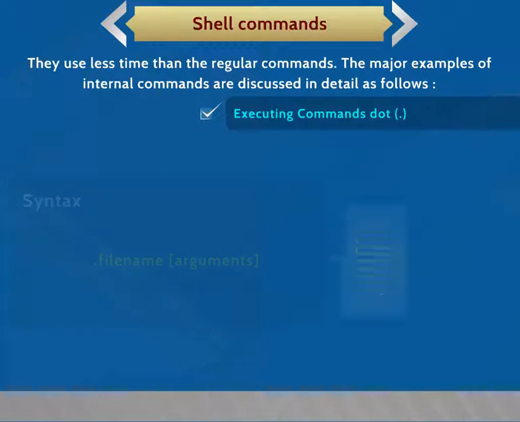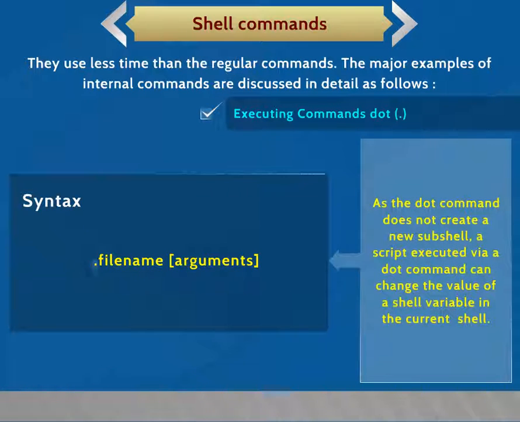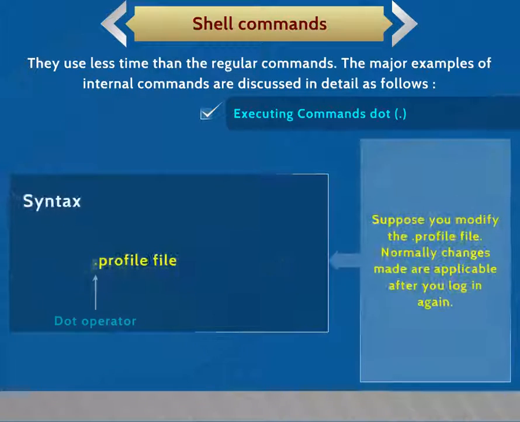Executing commands . The dot command runs commands in a file without creating a new shell. It does not allow the use of command line arguments. As the dot command does not create a new subshell, a script executed via a dot command can change the value of a shell variable in the current shell.